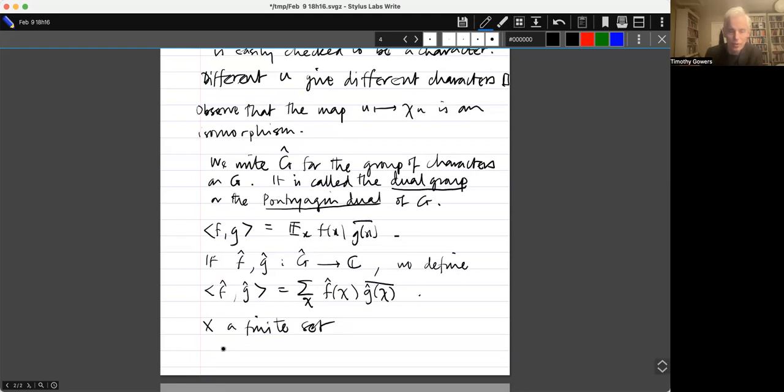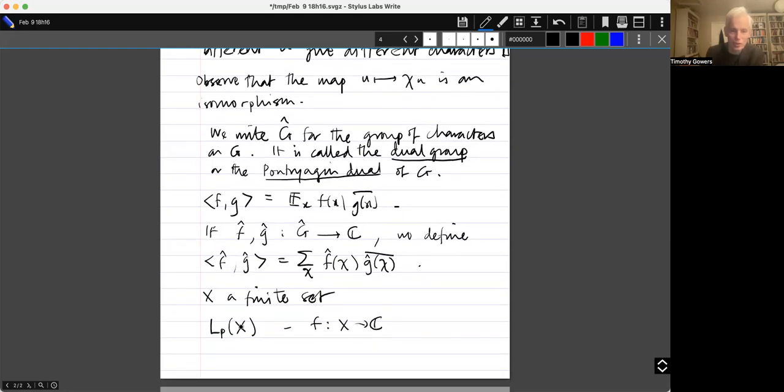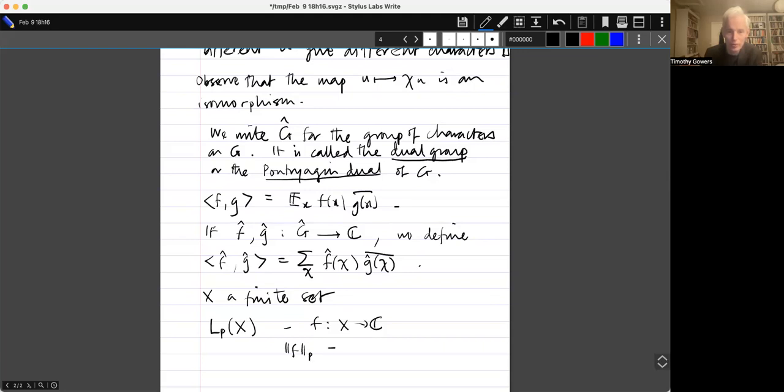I'll define LP of X. It's a set of functions f from X to C. Sometimes I might want real valued functions, in which case I might say LP(X, R) or the real LP(X) or something. And the norm of f is going to be defined using averages. But otherwise it's the familiar formula for the LP norm.